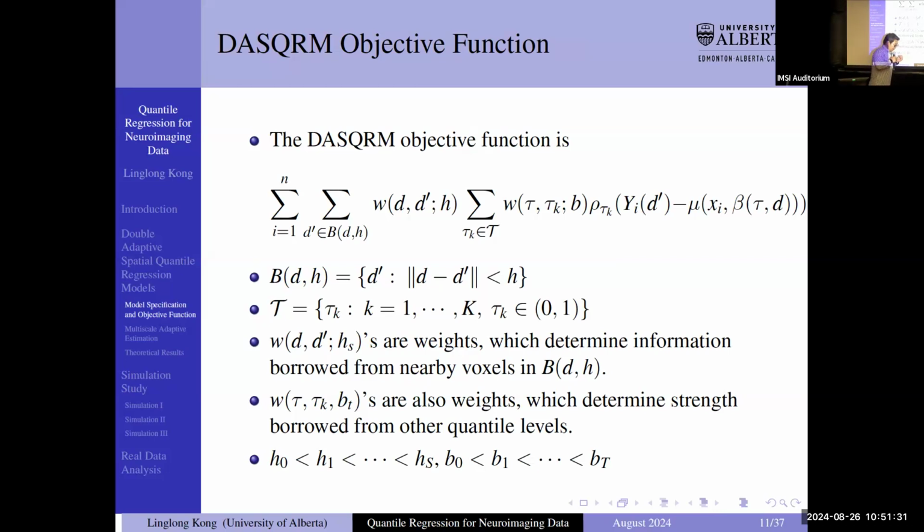like I said, we want to borrow information from nearby voxels and from nearby quantiles. How do we borrow this information? The borrowing comes from these two weights: one is W_D,D' with bandwidth h, and one is W_tau,k with bandwidth b. We borrow from nearby voxels, this D prime, in a block. We borrow from nearby quantiles, this tau k, which is pre-specified.